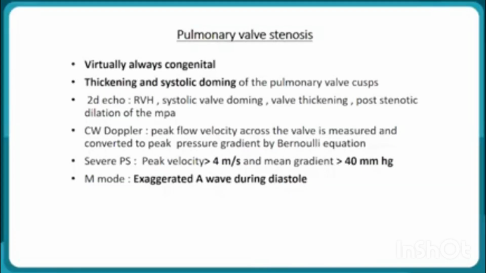The first pathology which we will be dealing with is pulmonary valve stenosis. It is virtually always congenital. It is thickening and systolic doming of the pulmonary valve cusp. What are the findings on 2D echo? It will be RV hypertrophy, systolic valve doming, valve thickening, and post-stenotic dilatation of the main pulmonary artery. The CW Doppler will demonstrate peak flow velocity across the valve, measured and converted to peak PA pressure by Bernoulli's equation. Definition of severe PS is peak velocity more than 4 with mean gradient more than 40. And M mode will demonstrate an exaggerated A wave during diastole, as we have discussed previously.